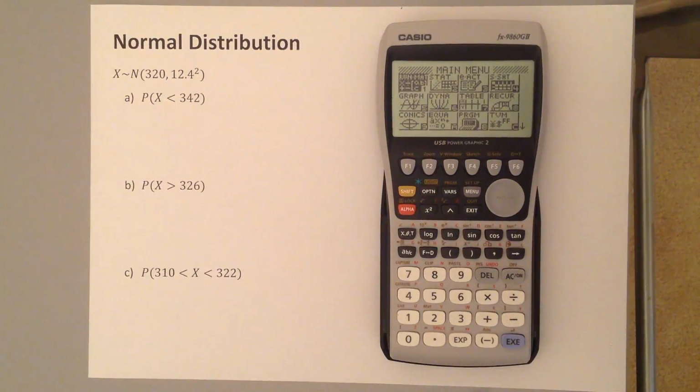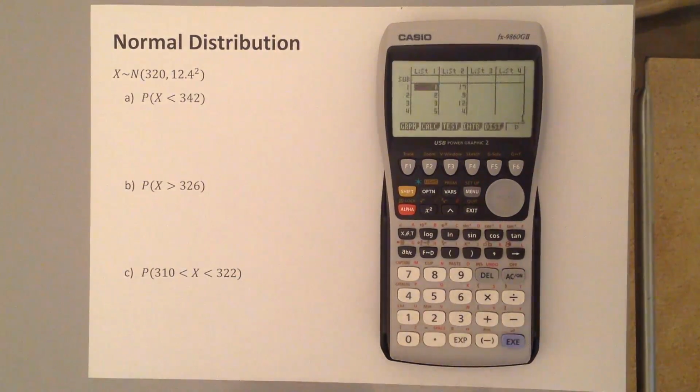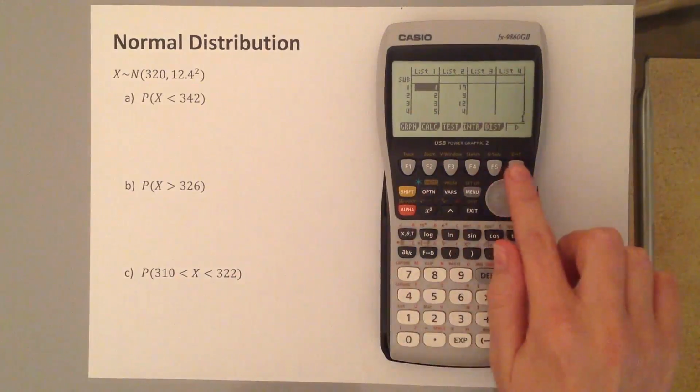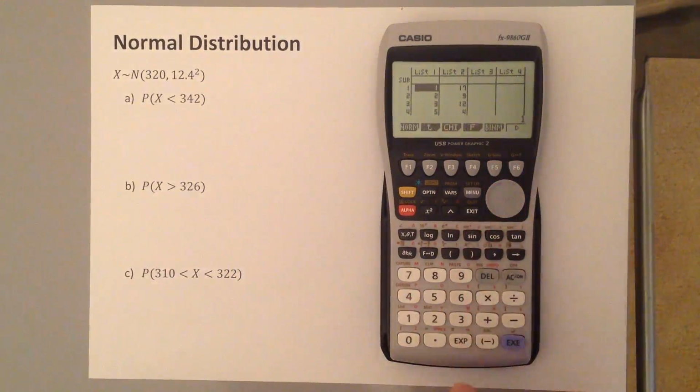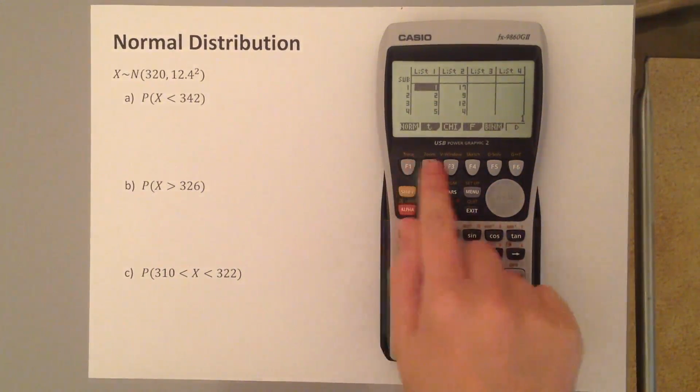This video is showing you how to calculate probabilities using the normal distribution on your graphical calculator. In the question we've got here, we've got a mean of 320 and a standard deviation of 12.4. Now on the graphical calculator, we're going to go into your stats option, which is usually number 2. And then we're going to select distribution, which is F5, and normal is usually F1.